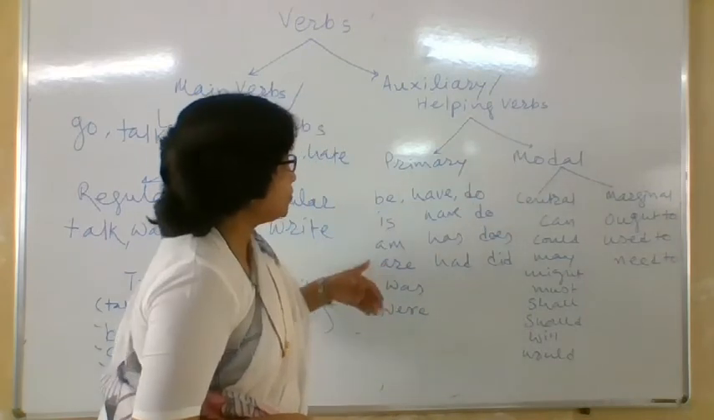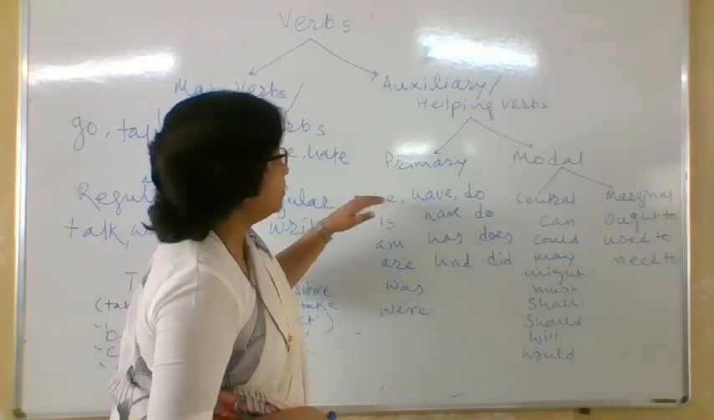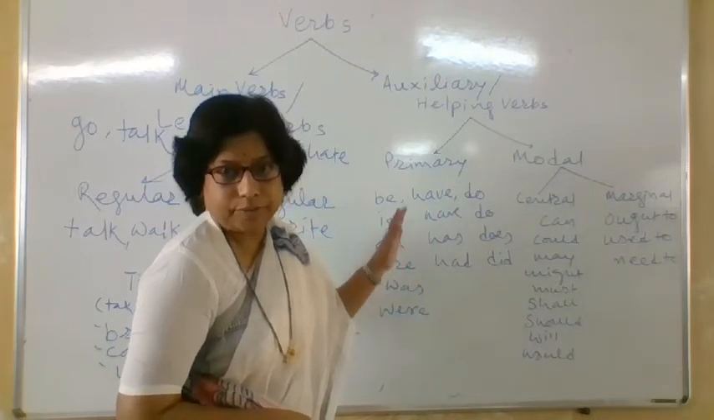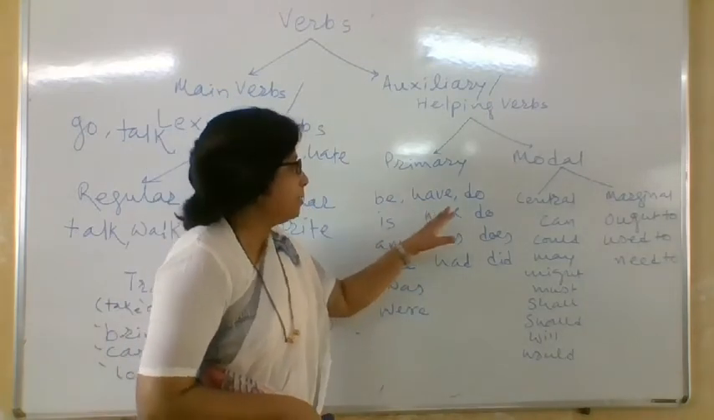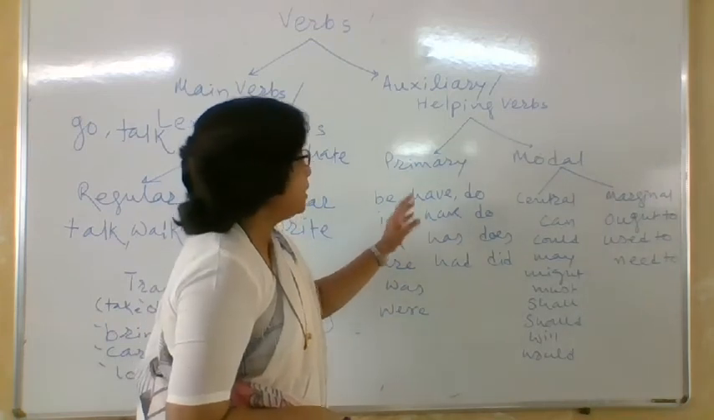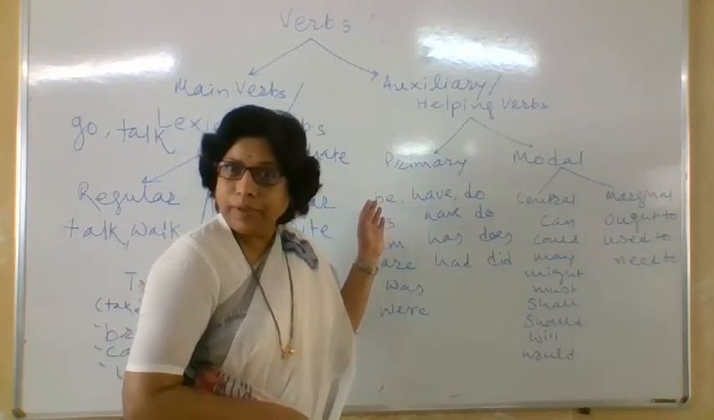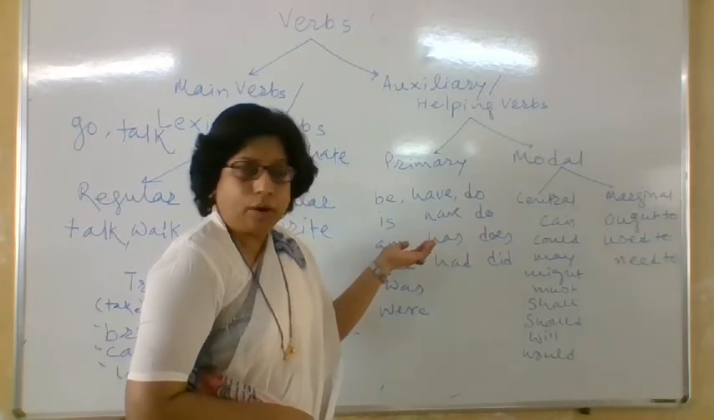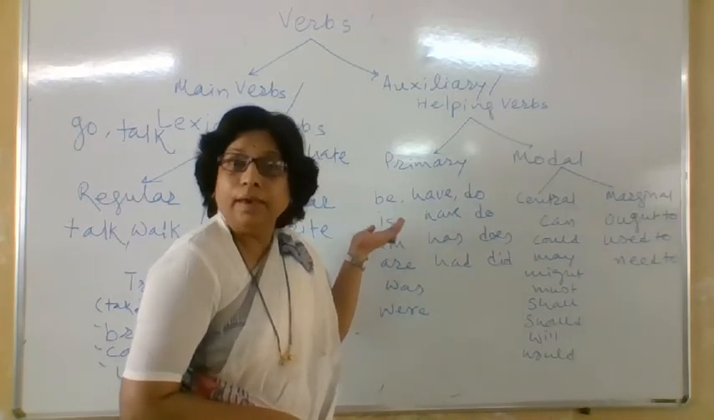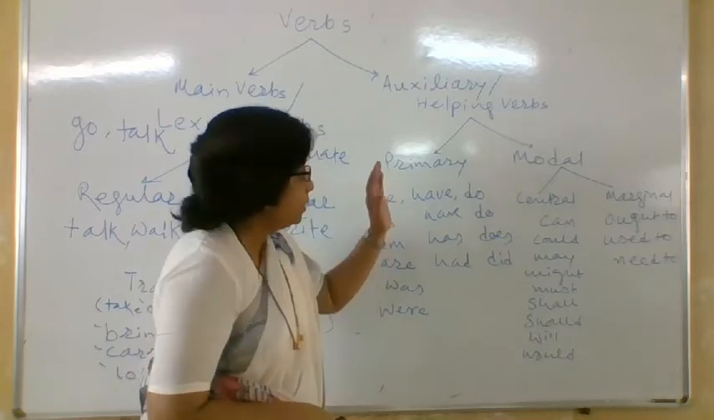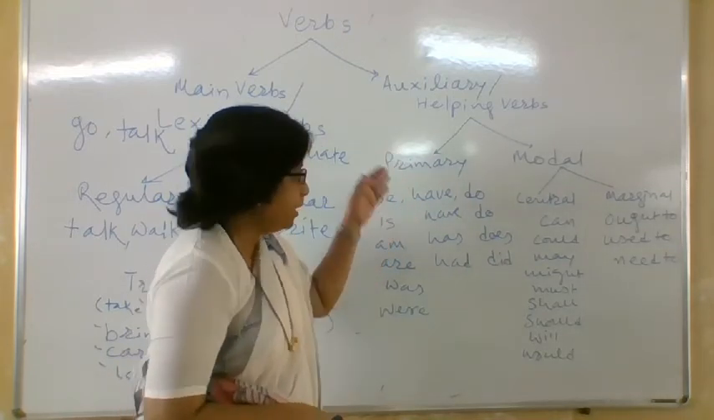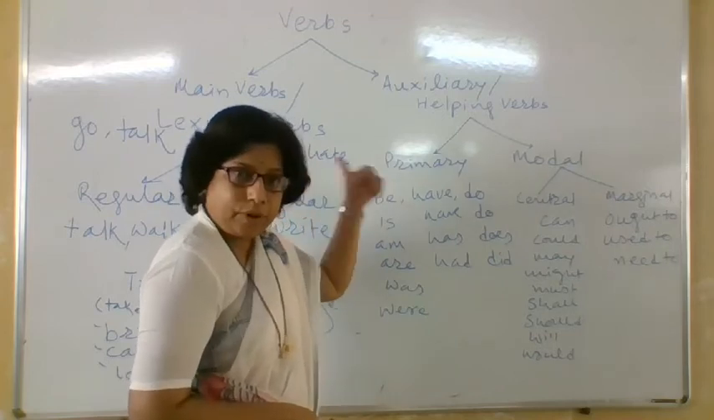Now, which are those primary auxiliary verbs? Be, have and do. These are the three primary auxiliary verbs. Now, why are these known as the primary auxiliary verbs? Because they can be used as main verbs as well. In another video, I will go into the details of how these can be used as the main verbs. So, these are known as the primary auxiliary verbs because they can be used as main verbs.